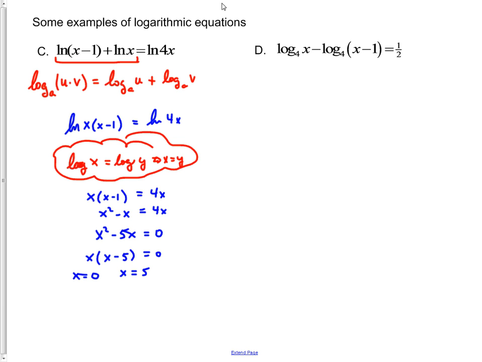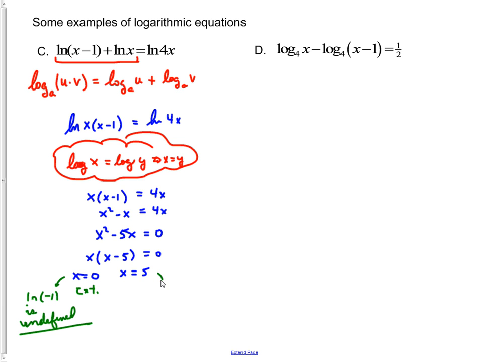This is where you need to check, because when you solve logarithmic equations, you may get several solutions, but not every solution will work. Will every solution work here? The answer is no, because if you put in x equals 0, the natural log of 0 minus 1 is undefined. And so we cannot use x equals 0 as one of our solutions right here. So this is not a solution. This is extraneous. This is our extraneous solution.